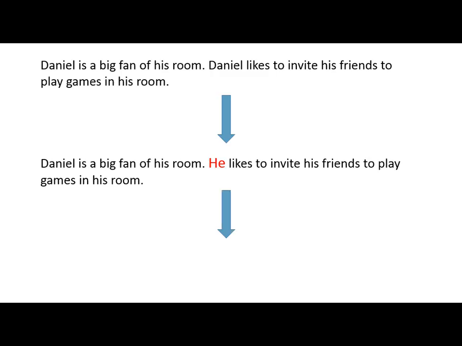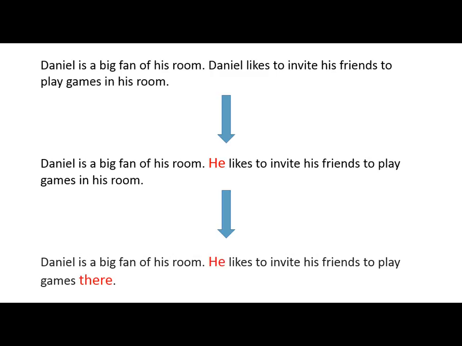We can also change the final phrase in the second sentence because we're repeating his room from the first sentence, and so we can use the pronoun there, which means that this now reads, Daniel is a big fan of his room. He likes to invite his friends to play games there. Now, if we hadn't mentioned his room in the first sentence, the pronoun there would actually make no sense. We wouldn't know where we were referring to. But because we have just mentioned a particular place, it makes sense to then use the pronoun to replace the noun rather than repeating the noun.